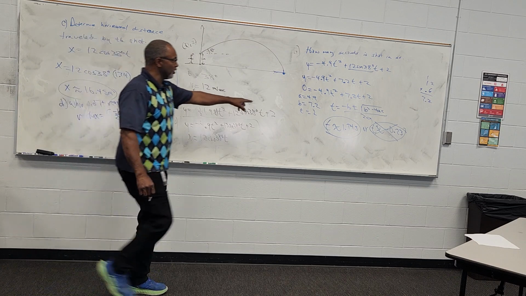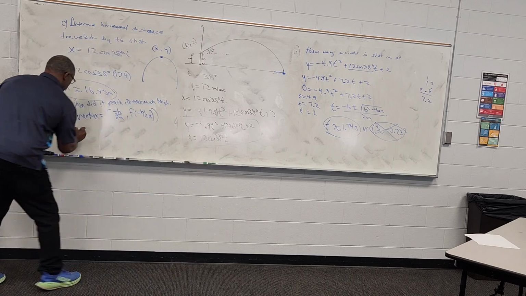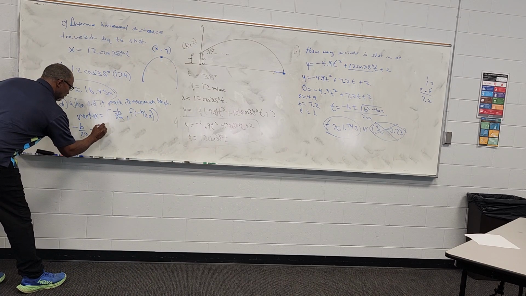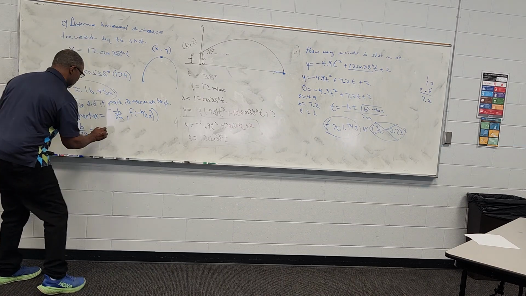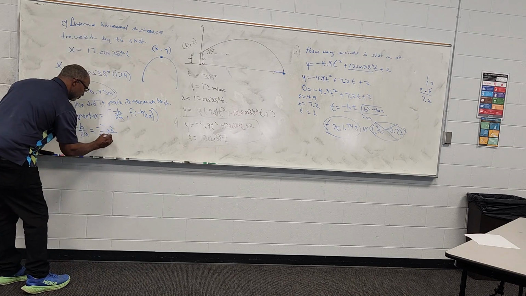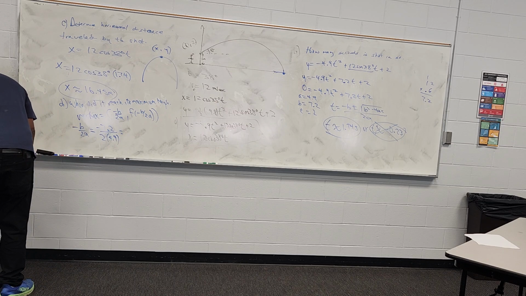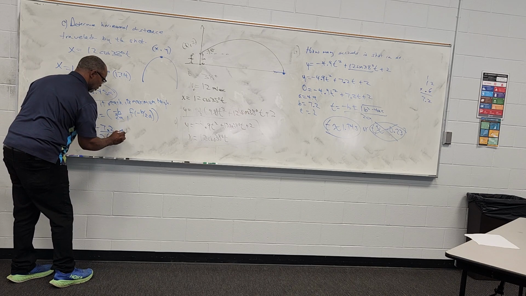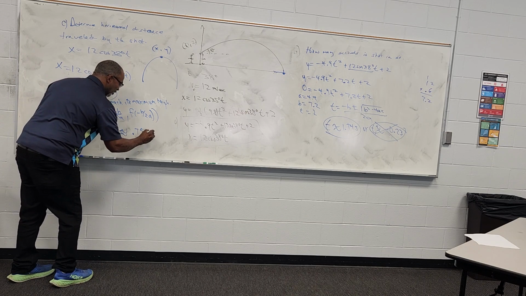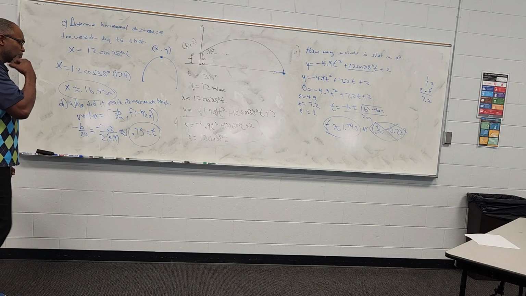So the a, b, and c are still the same. Negative b over 2a would be negative b, but b was 7.2, over 2 times a, but a was 4.9. If you do that in your calculator, they say 0.75, because you have to round. And this was time. It reached its maximum height at time 0.75.